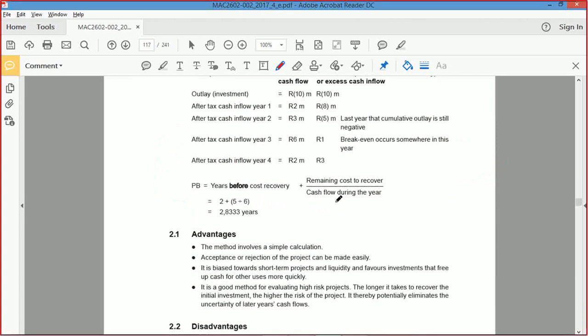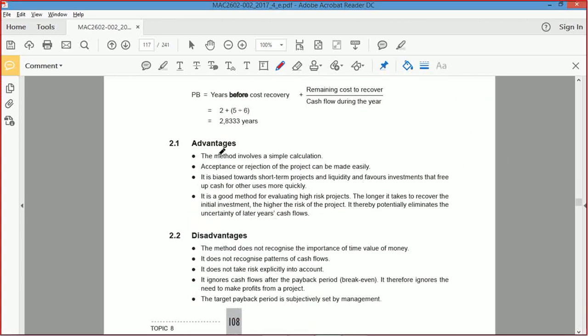Okay. They do talk about some advantages and disadvantages. Just to recap, we've spoken about this in DSC, so you've covered this before in a previous module. It's easy to calculate. You can accept or reject. It doesn't take compounding into consideration. There's no time value of money here. That's the major disadvantage. And you don't look at future cash flows. You just look at when you pay back.